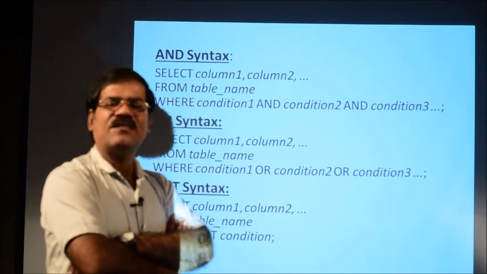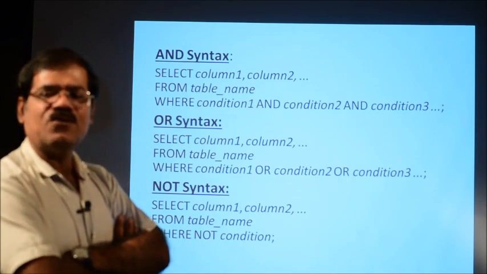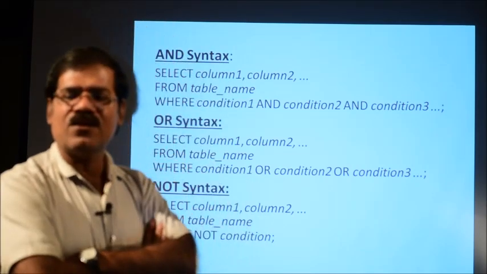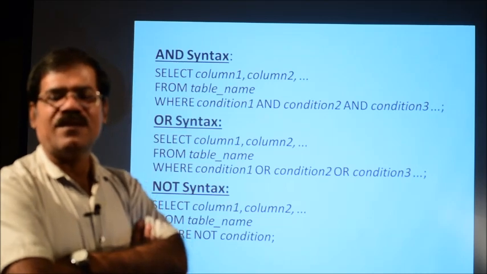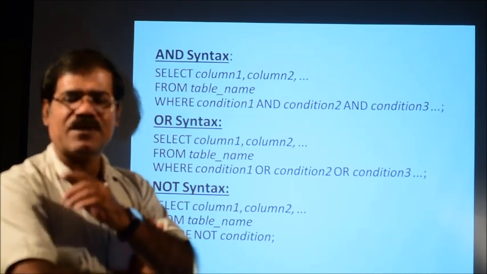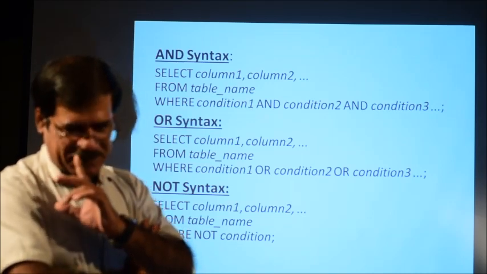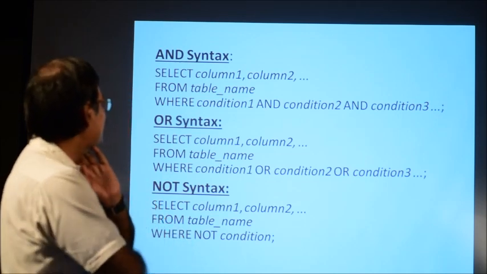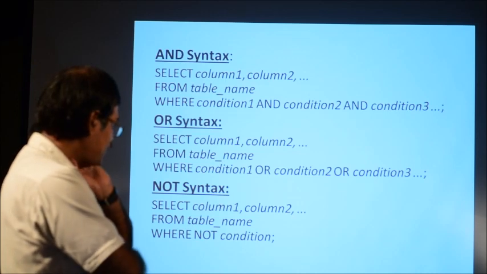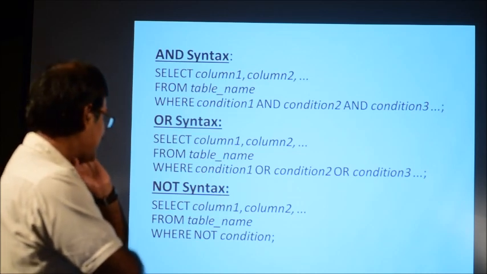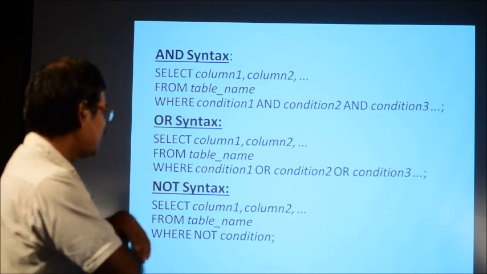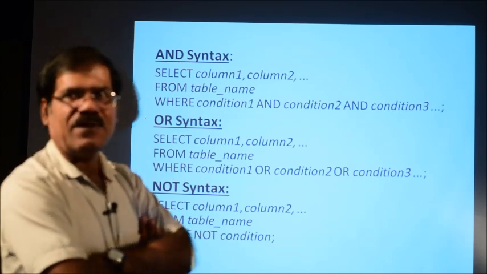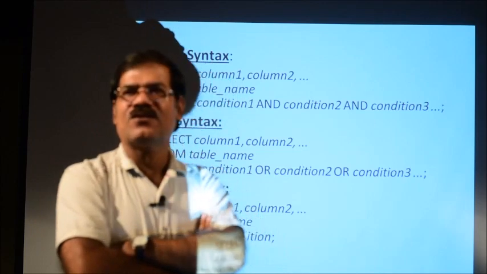So, that means if condition 1 is true, condition 2 is true and condition 3 is true, if all the conditions connected by AND are true, then the overall condition will be true, the result will be true, then this will be executed, otherwise not. Then the statement will fetch some records from the table and display them on your screen, otherwise nothing will be displayed.